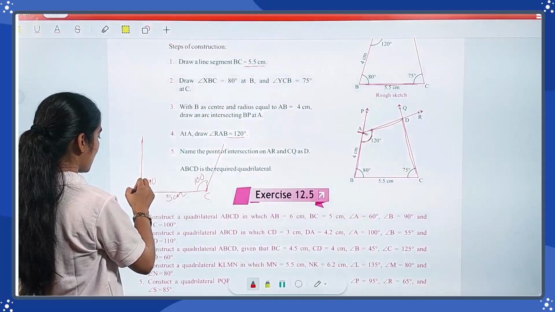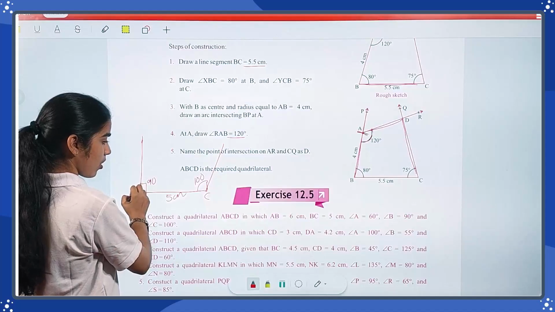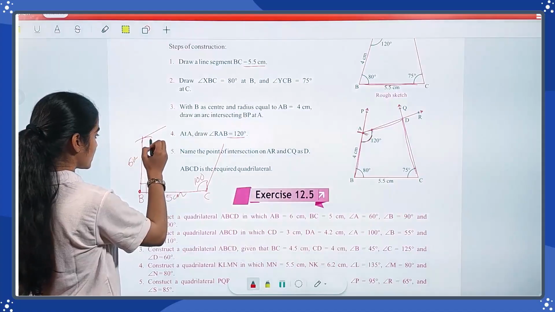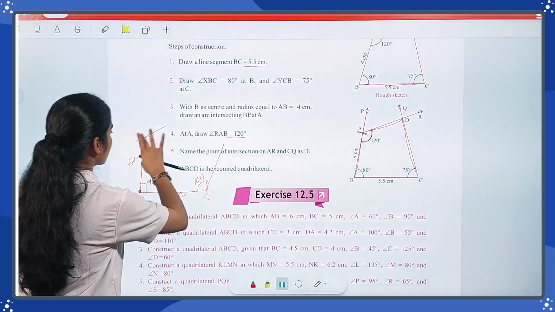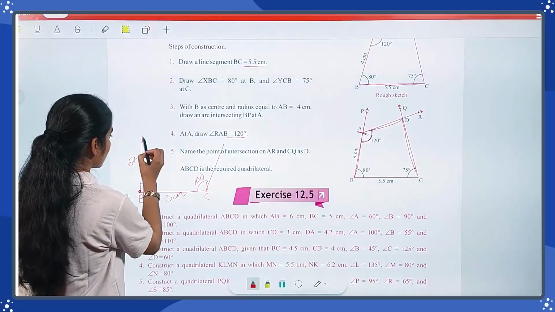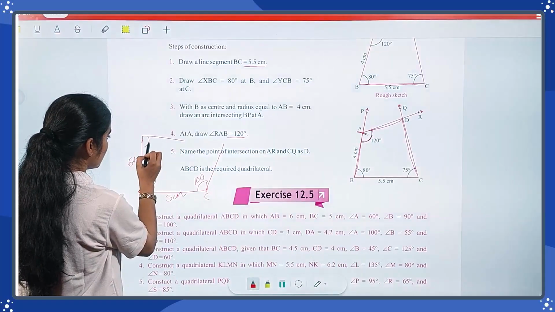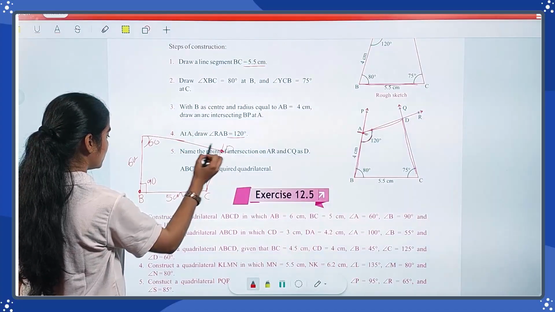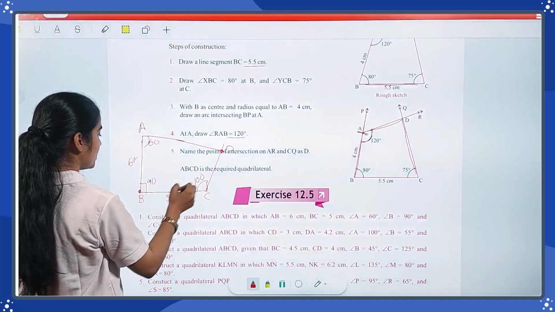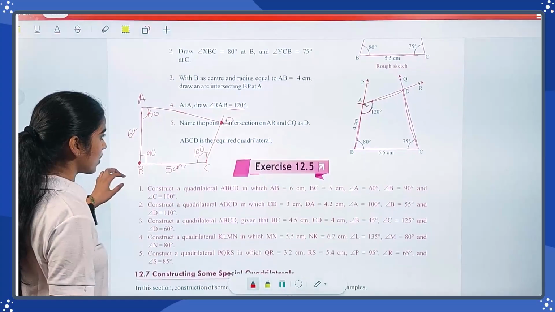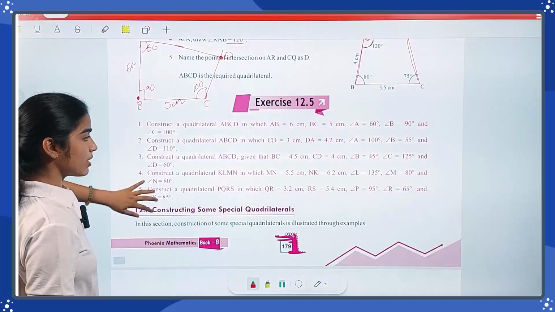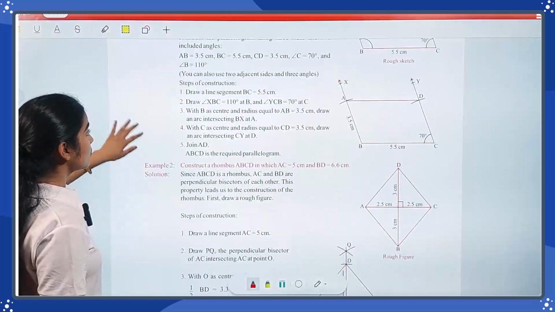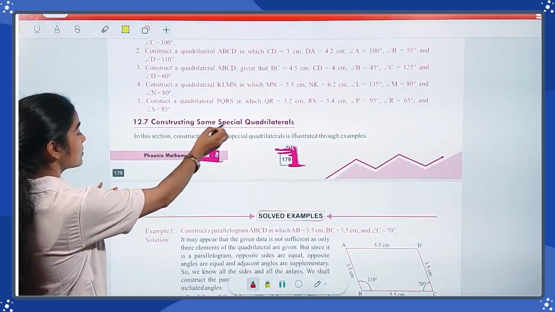You have to mark an arc taking B as your center of 6 centimeter, and this is your angle of 60 degree. So this is your angle like this 60 degree, and where these two points get intersected, this is your point D. So ABCD is your required quadrilateral. So in the same way you have to solve the rest of the questions. Okay. Now you have constructing some special quadrilaterals.